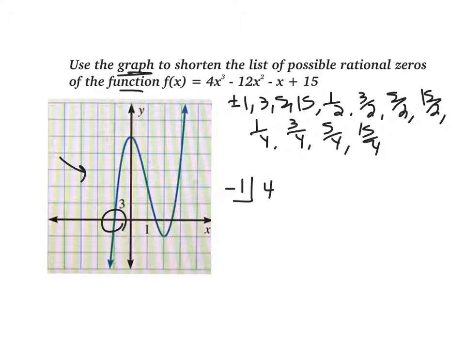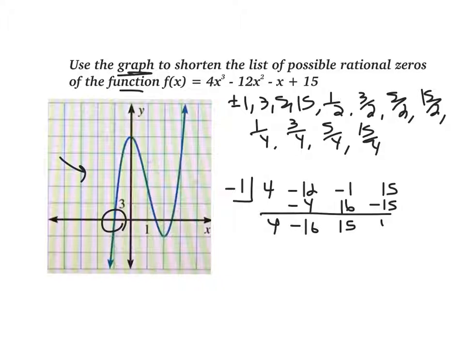And that's going to be a 4, negative 12, negative 1, and 15. I hope this works. Bring down the 4. Negative 1 times 4 is negative 4. That's negative 16. Negative 1 times negative 16 is positive 16. Add, multiply. 0, that looks perfect. That gives me this, 4x squared minus 16x plus 15.